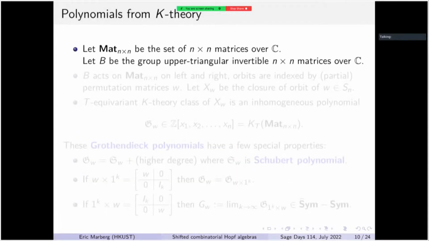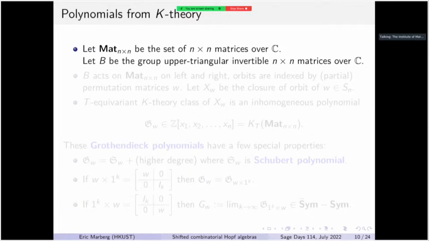Okay, so now I want to talk about K-theoretic generalizations of these algebras. This arises in some work of Lenart and Pylyavskyy from a decade ago. One way to tell this story is to consider n by n complex matrices.